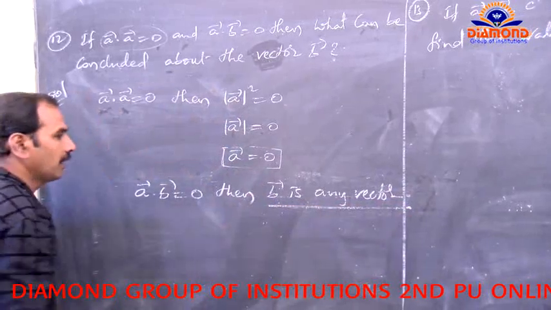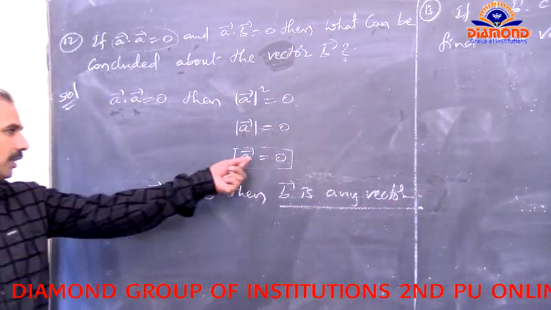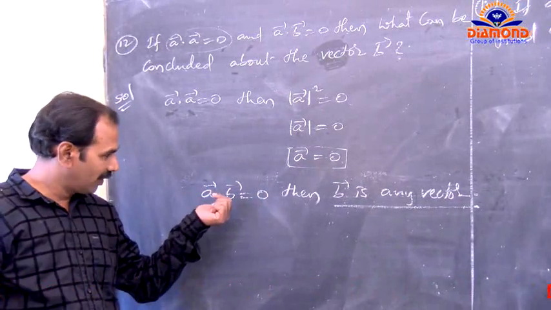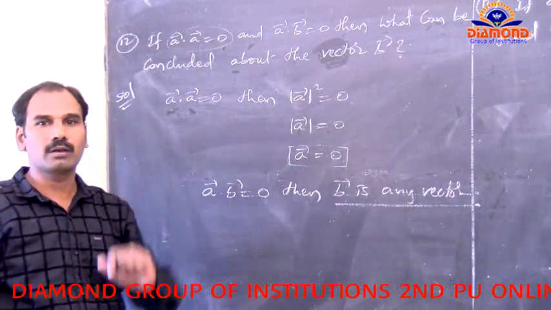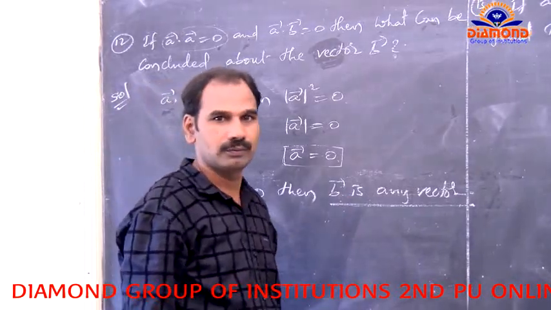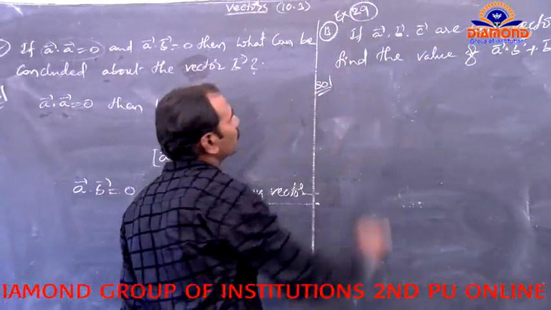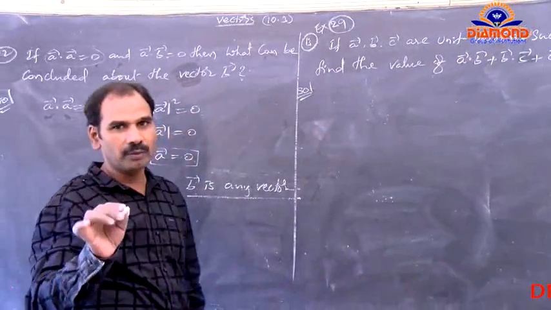B is any vector because A is 0. So A dot B equals 0. So the B vector is any vector or the 0 vector. That is the solution of the 13th question.